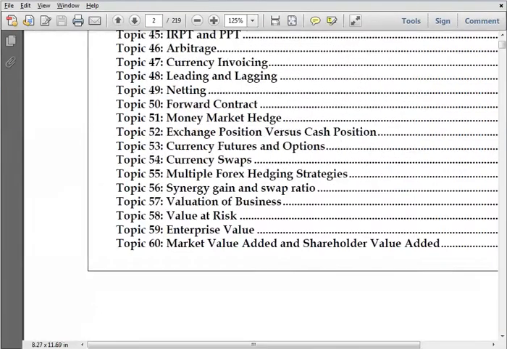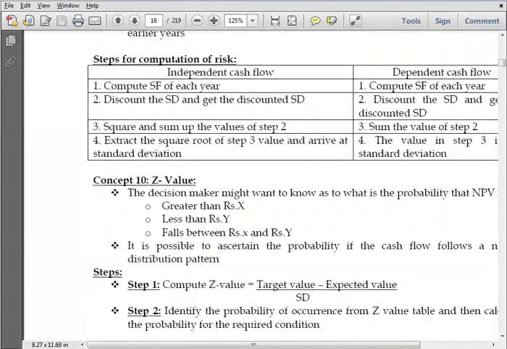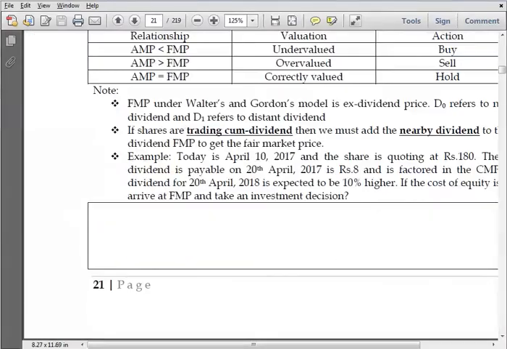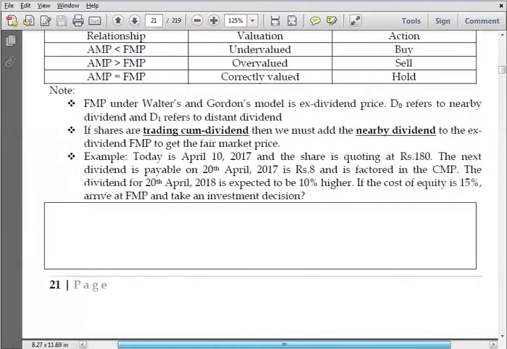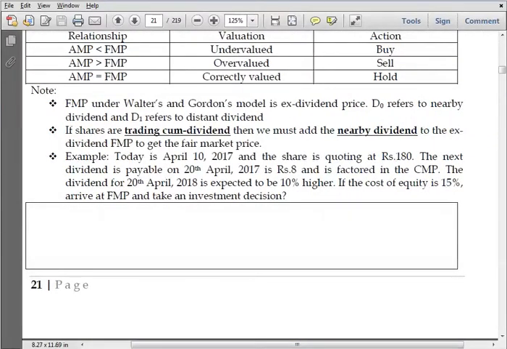Just a minute. This was a theory I had explained in Gordon's model. What we get is that the market price under Walter's and Gordon's model is the ex-dividend price. So for my formula purpose, that P naught which you are using has to be the ex-dividend price, not the cum-dividend price. If it's a cum-dividend price, the formula is not going to work. It has to be the ex-dividend price, and the ex-dividend price is the current price minus the amount of dividend.